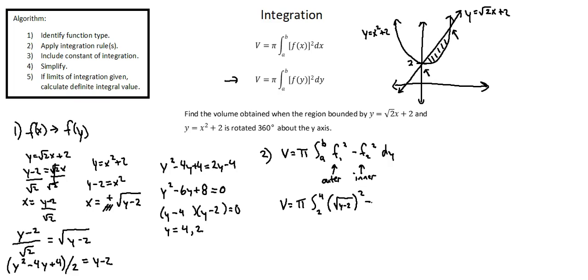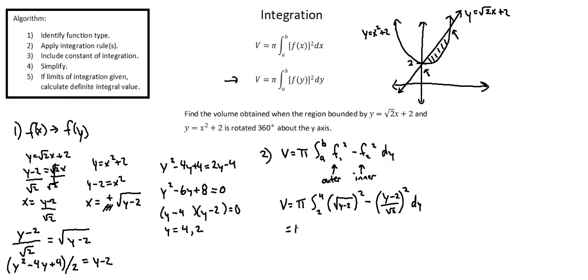Then we subtract the inner function, and again we want the converted function from an f function to a y function, and that calculation from step 1 is y minus 2 over square root of 2. Again, we want to square this function, all with respect to y.